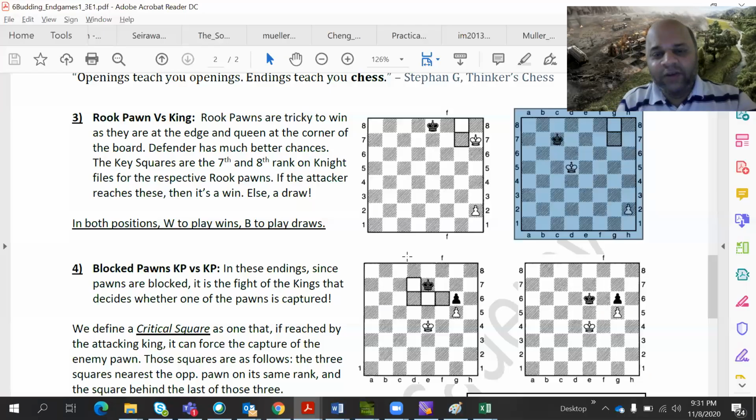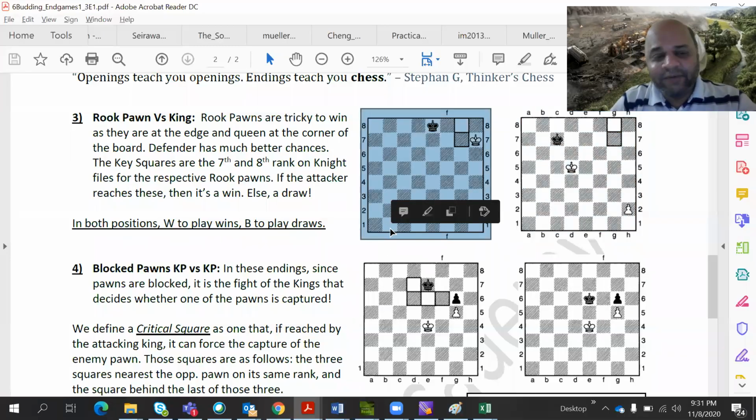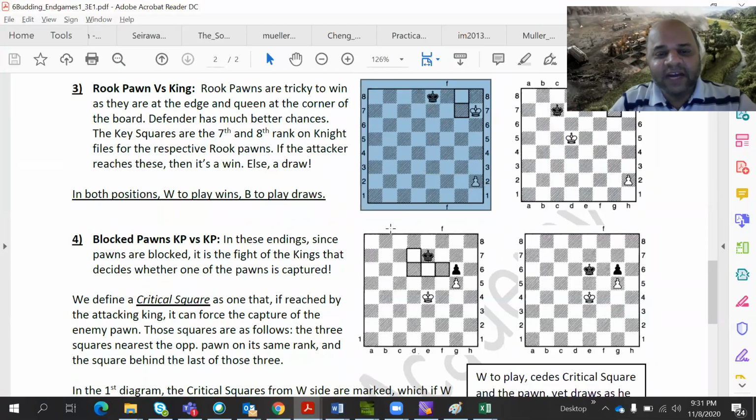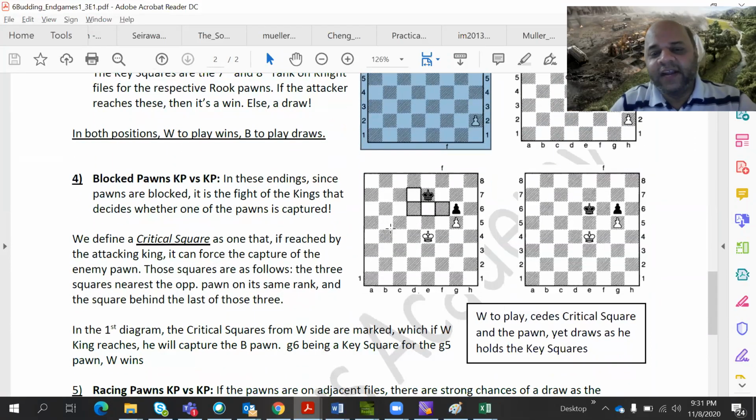Cool, fine. Now, in case of blocked pawns, what we were saying is, if the pawns are blocked, this is a different ending: king and pawn versus king and pawn. Now there is a very peculiar pattern. If the pawns are blocked, single pawn and it is blocked, then the key squares are, as I said, next to the pawn, and then three squares along that row, which is one row higher than your pawn.